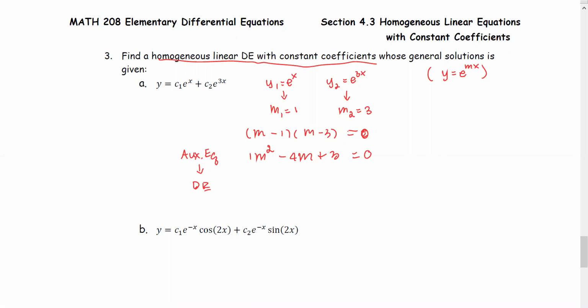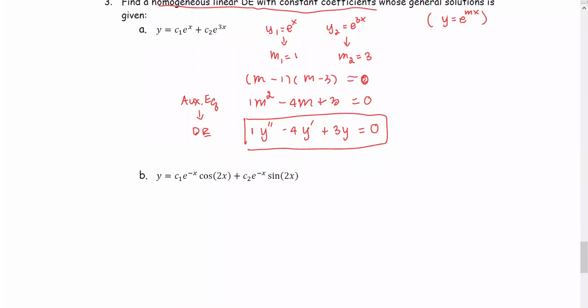The coefficient of the power 2 is the coefficient of the second power. The coefficient of the first power is the coefficient of the first order. And 3 is the value of the zero order, which is the y. Then we get the differential equation in the form of y double prime minus 4y prime plus 3y equals 0.